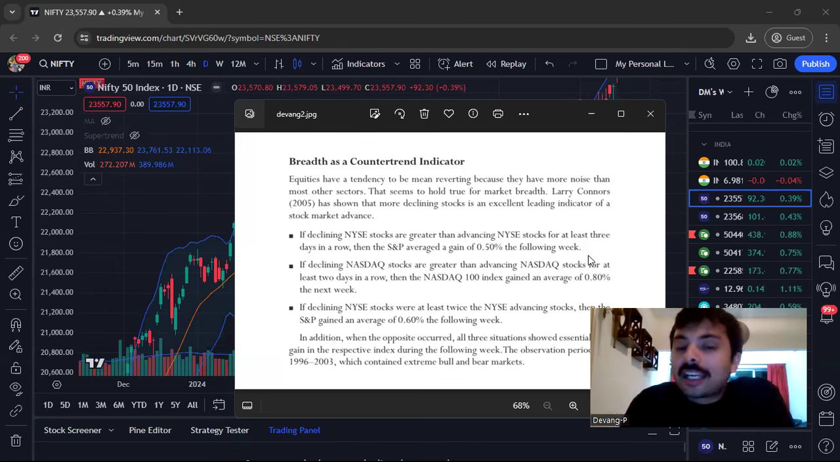Second, if the declining NASDAQ stocks are greater than the advancing NASDAQ stocks for at least 2 days in a row, then the NASDAQ gave a gain of 0.80%.